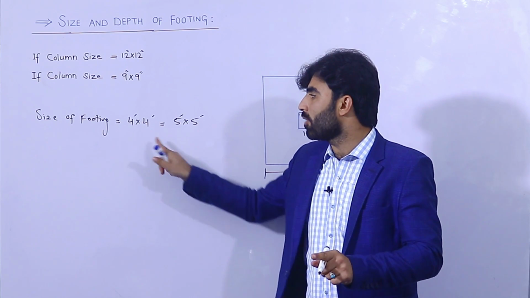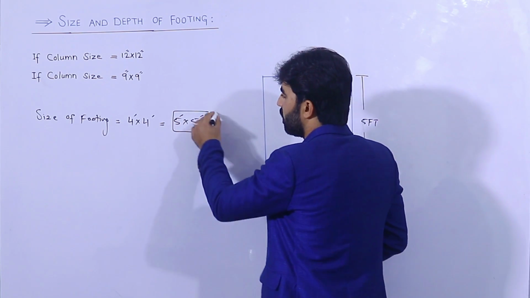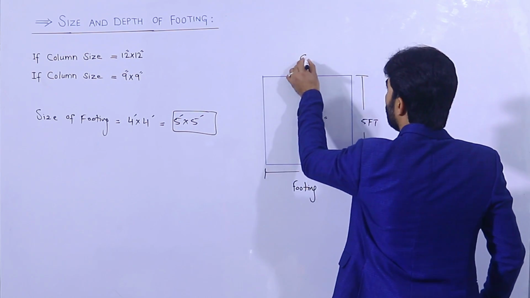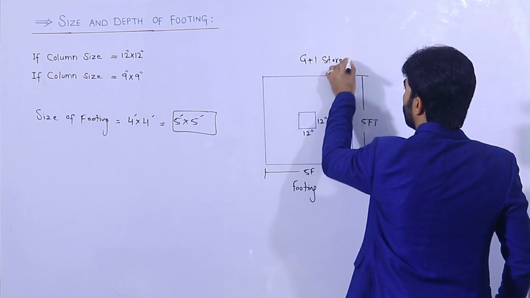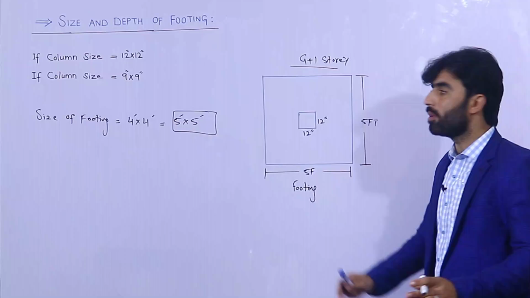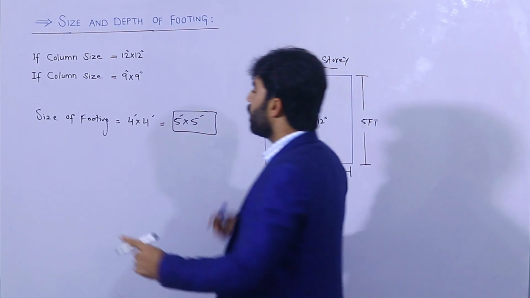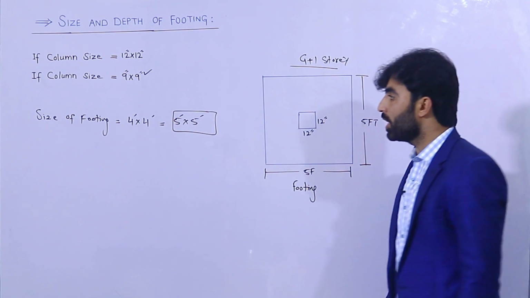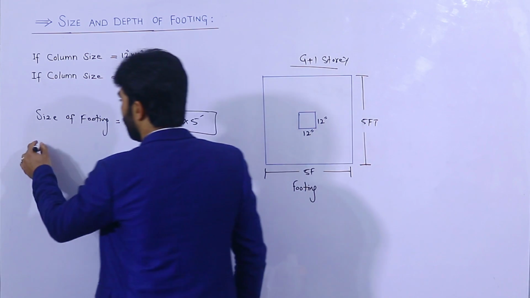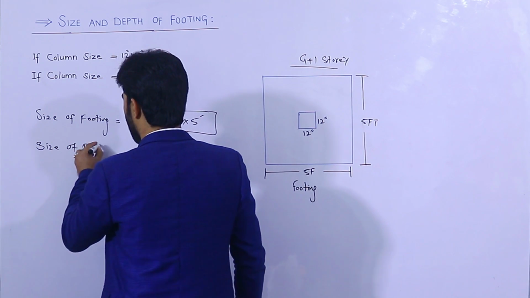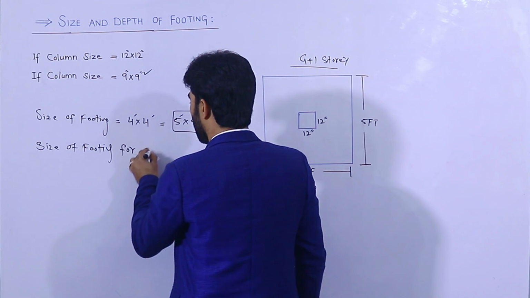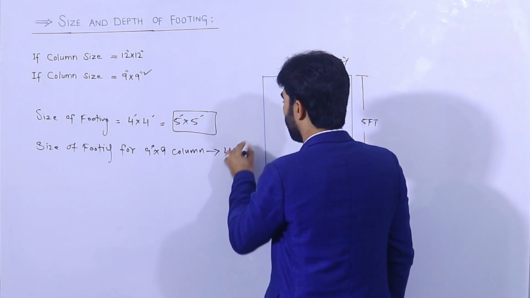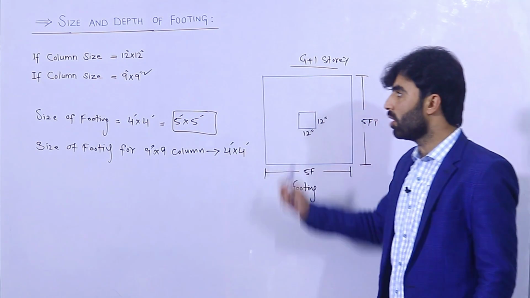So you can take 5 by 5 feet if the size of the column is 12 by 12 inches. You can use this for G+1 story. This should be the size of the footing, sorry. Now if the size of the column is 9 by 9 inches, what should be the size of footing? In that case, for G+1 story, the size of footing for a 9 inch by 9 inch column should be 4 by 4 feet. This is the size of footing for 9 by 9 inches.